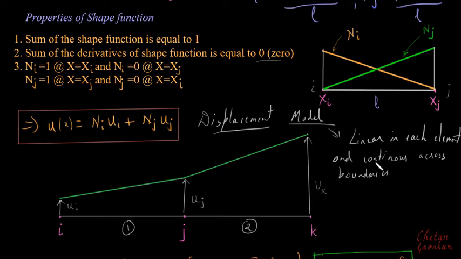boundaries. The displacement model which is linear in each element and continuous across the boundaries is called piecewise continuous. So this kind of displacement model which is linear in each element and continuous across the boundaries is called piecewise continuous.